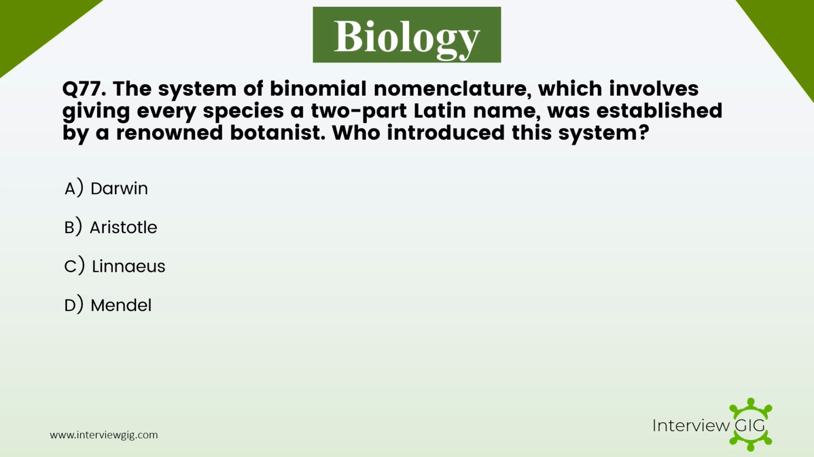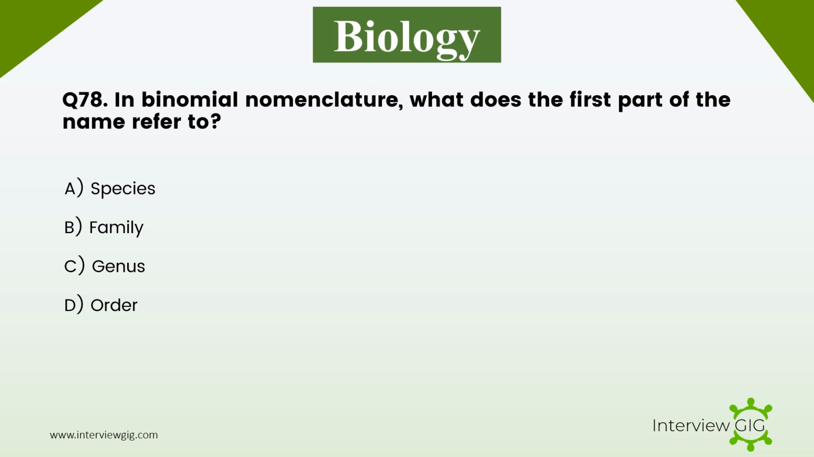Next question. The system of binomial nomenclature, which involves giving every species a two-part Latin name, was established by a renowned botanist. Who introduced this system? A. Darwin. B. Aristotle. C. Linnaeus. D. Mendel. Answer C. Linnaeus.